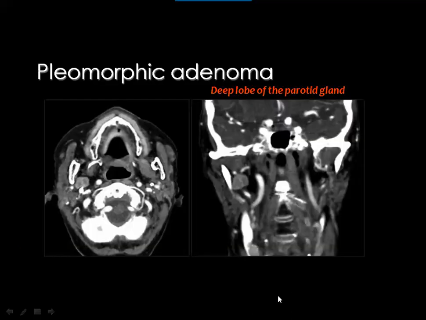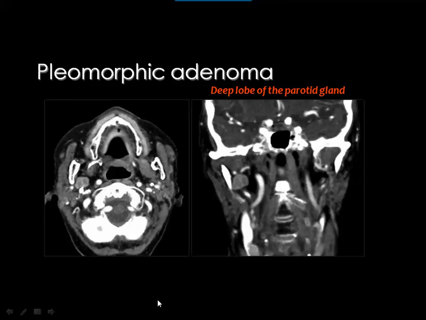This is a pleomorphic adenoma in the deep lobe of the parotid gland. You know, this is the superficial lobe, and the deep lobe is intimately related to the parapharyngeal fat, as I have explained in the lecture of the parapharyngeal spaces. Then this is an adenoma in the deep lobe of the parotid gland.